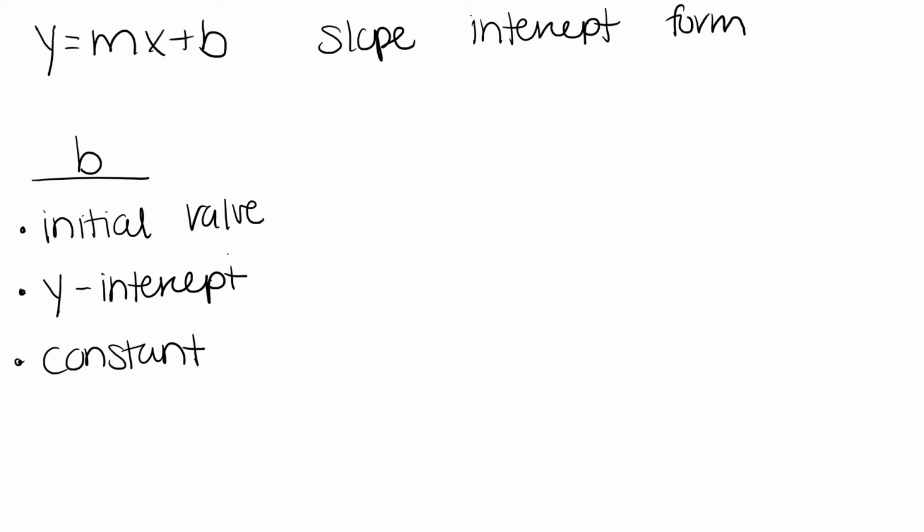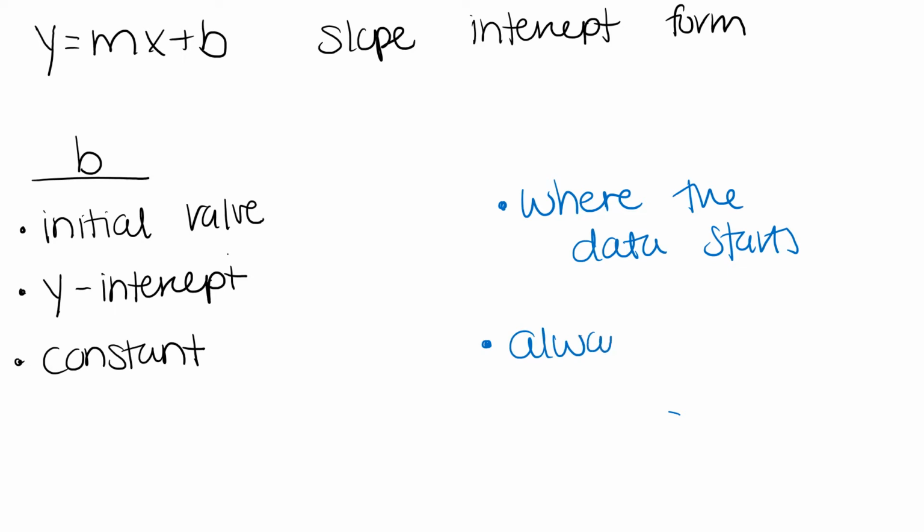Now, what does that mean? So again, when we're referring to data, we are referring to where the data starts. So at what number does the data start at? And your clue is to always look for 0. Always look for 0 to help you find the starting point. Now, we're going to do several examples together. I'm going to give you an equation, and we're going to pull out the M and the B values.